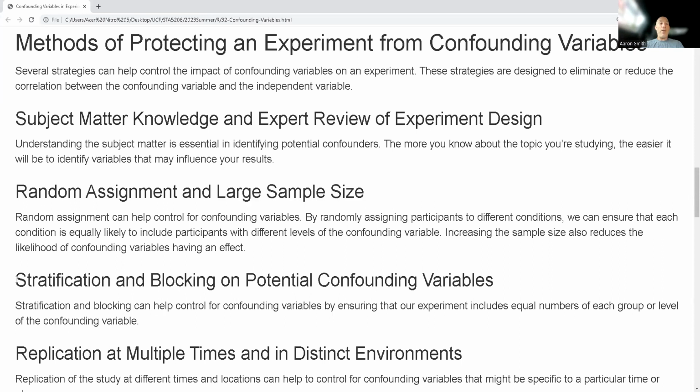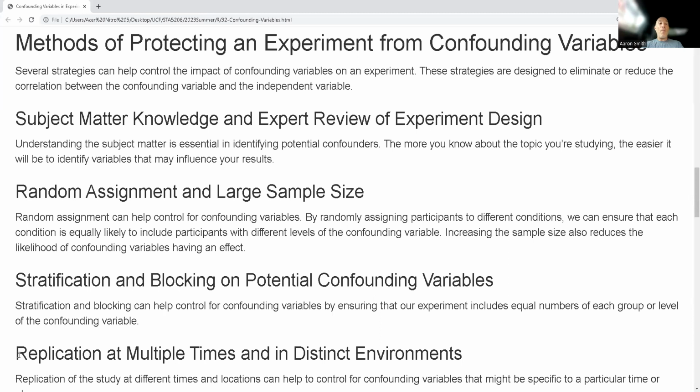Now, stratification and blocking on potential confounding variables is important. By stratification, I mean making sure that in my sampling, if smoking is an important variable in what's going on, I have smokers and non-smokers in my study. Now, blocking: I'm going to make sure that smokers and non-smokers are receiving every level of treatment. So the stratification makes sure that I have included the different levels of the confounding variable. The blocking is I'm going to distribute the potential confounding variables across treatment groups.